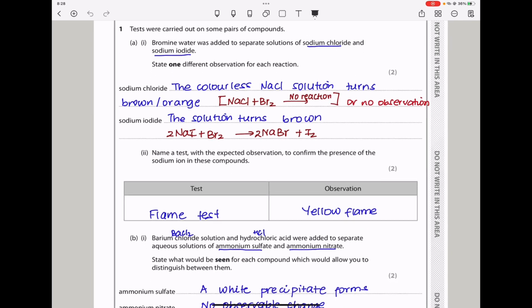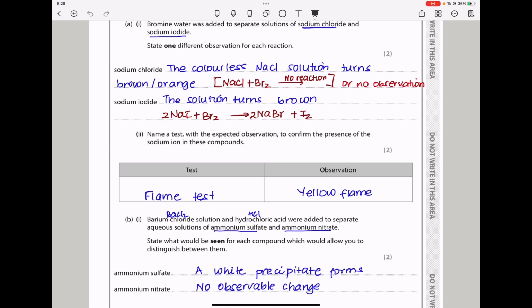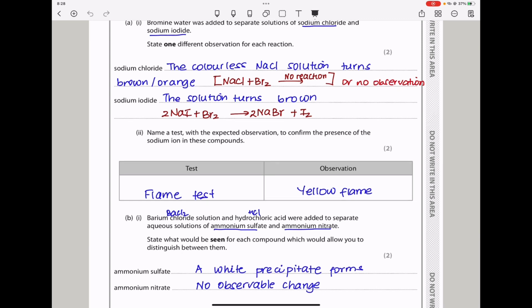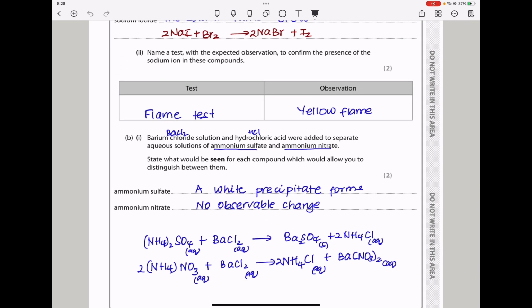Moving on. The next question says, name a test with the expected observation to confirm the presence of sodium ion in these compounds. So of course, sodium ion is confirmed with a flame test, and the color of the flame is going to be yellow. The next part says, barium chloride solution and hydrochloric acid were added to separate aqueous solutions of ammonium sulfate and ammonium nitrate. State what will be seen for each compound, which would allow you to distinguish between them.